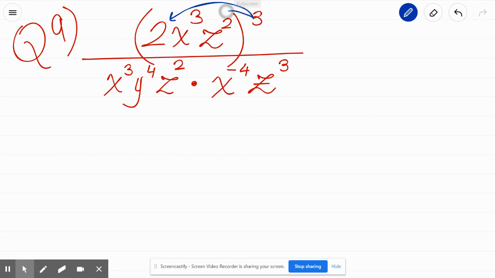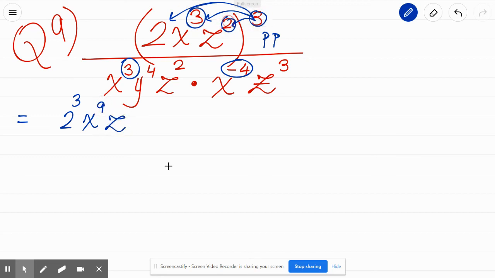So the first thing is everyone will get this power. That is the first thing that will happen. And the other thing that you're going to use is the product rule. Here you're going to use the power of a power, and here you're using the product rule at the bottom to combine the bottom pieces. So hence our next step will look like 2 cubed x to the power of 3 times 3, which is 9, and z to the power of 2 times 3, which is 6.